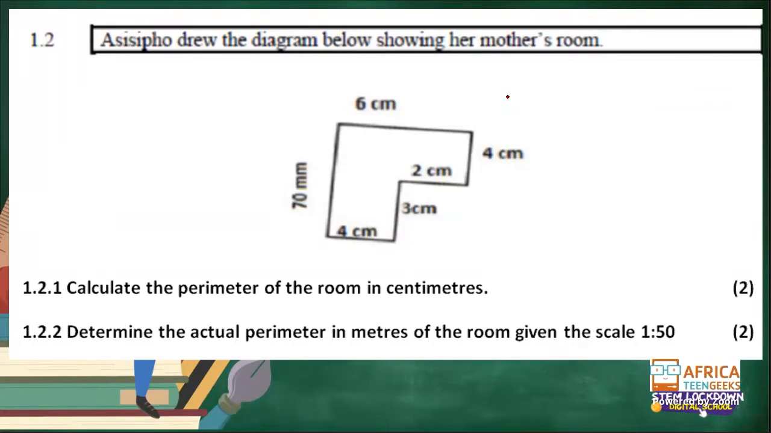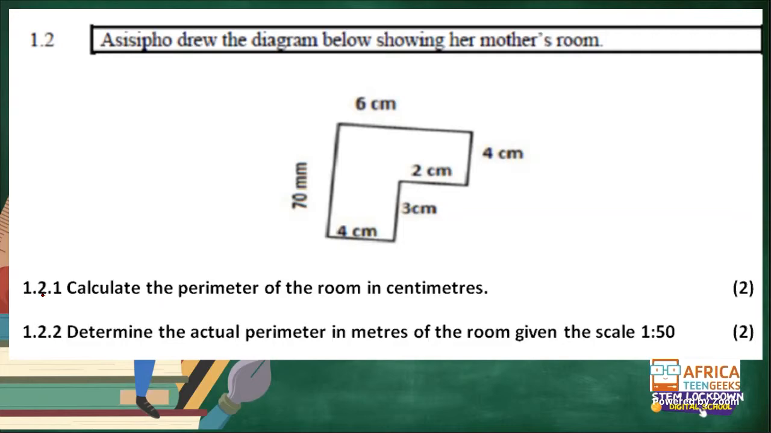Okay, with this one, it's obviously taken from a past exam paper. It reads: Asisipo drew a diagram below showing her mother's room. So obviously, this is a scaled diagram of how the mother's room looked. You can see the sides. That's 6 centimeters, that's 4. This is 2 centimeters, that's 3. That is 4 centimeters, and this longish length is 70 millimeters.